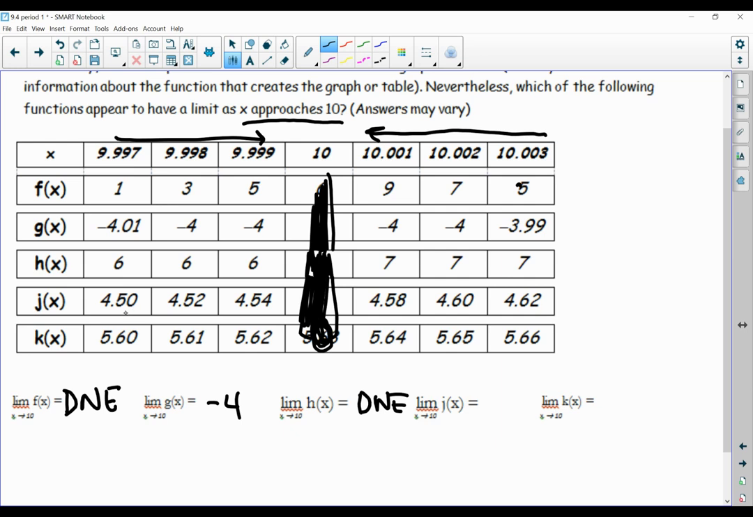Okay, so let's look here. 4.50, 4.52, 4.54, that should be 4.56 coming from the left. If I head from the right, 4.62, 4.60, 4.58, 4.56. I'm going to say 4.56 is my limit. Then 5.60, 5.61, 5.62, 5.66, 5.65, 5.64, 5.63. I'm going to say 5.63 is the limit there.